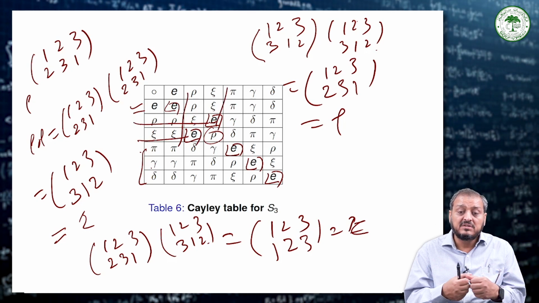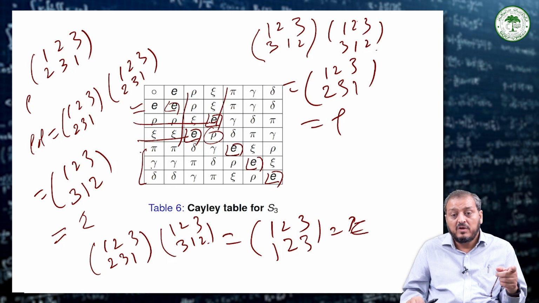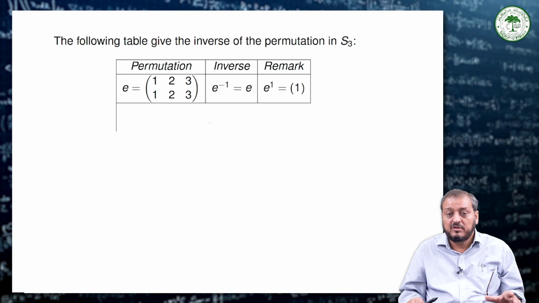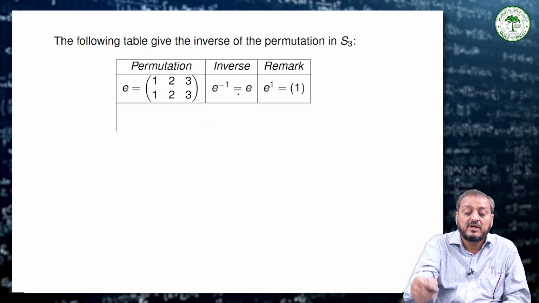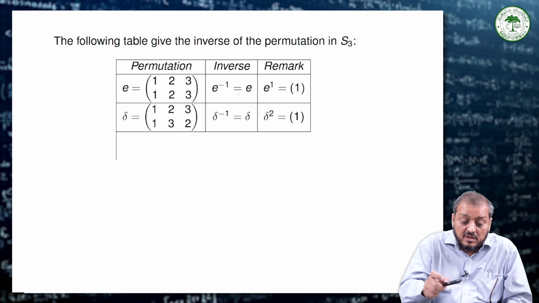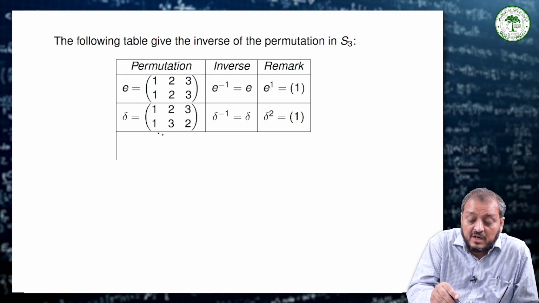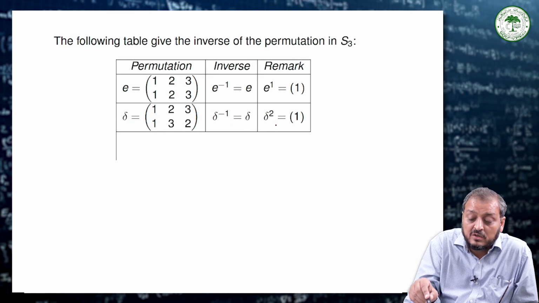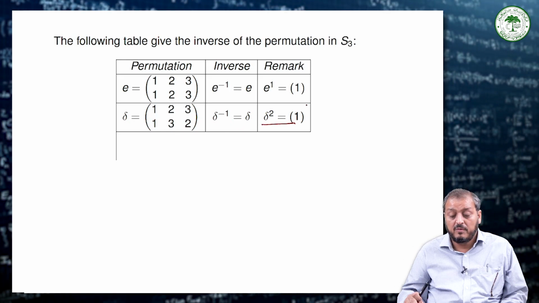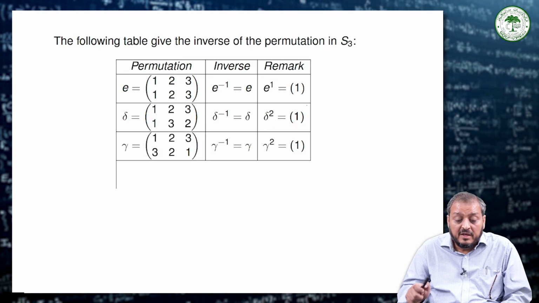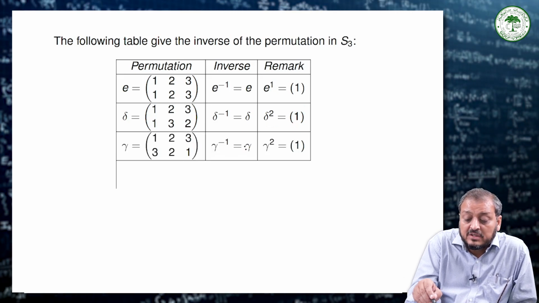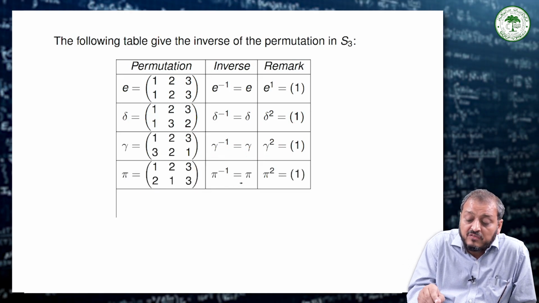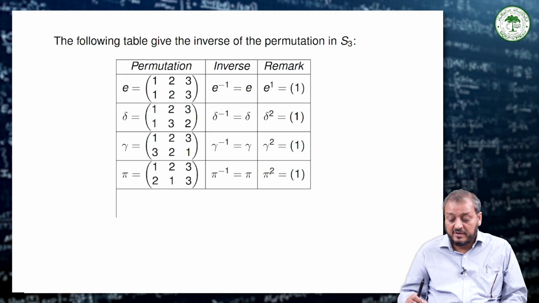So pi is self inverse, and the following table gives the inverse of each permutation. The inverse of identity is itself. Then delta: the inverse of delta is also itself, because delta square is giving identity. Gamma is also self inverse, so gamma square is giving the identity. Pi is also self inverse, so pi square is giving you the identity element.